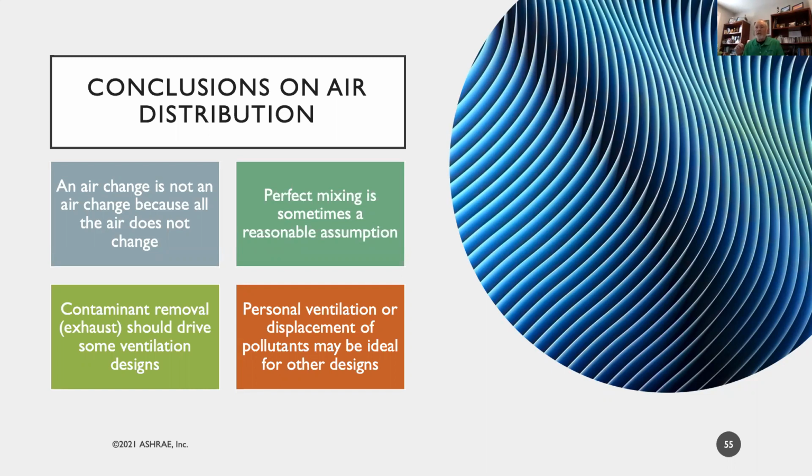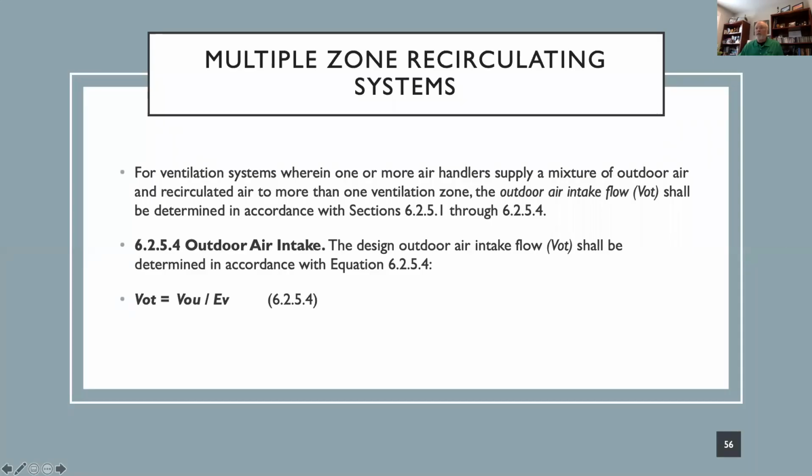So some designs should be driven by really exhaust contaminant removal. So this idea of what we do in the laboratory, what we do in the hospital, really should be more focused on contaminant removal than mixing up all the air. Personal ventilation or displacement may be ideal for some other designs and applications. So in multiple zone recirculating systems, we've got to divide by this E sub V factor. This E sub V is almost never 1. So you've got to have more air coming in at the outdoor air intake when you divide by the ventilation that you need within the various zones.